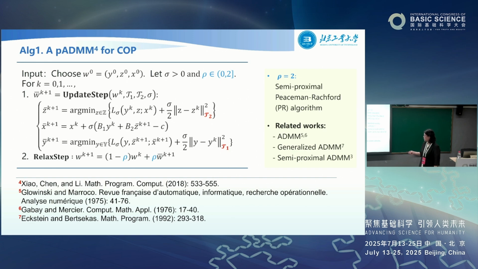Then to try to get a larger step, I use a relaxation strategy. I use a parameter rho to get a larger step. Here you can see rho belongs between 0 and 2. Normally, if rho equals 2, it is the semi-proximal Peaceman-Rachford PR algorithm, but this algorithm may not converge. So what should we do? Because we cannot prove the algorithm converges, it may be unstable. So we try to get a more efficient algorithm.